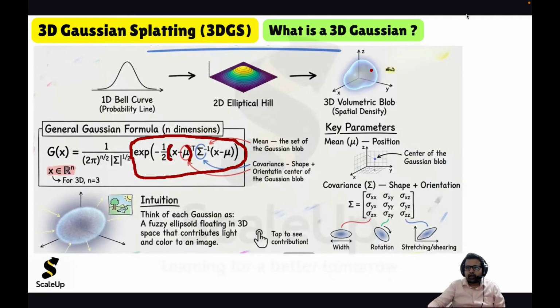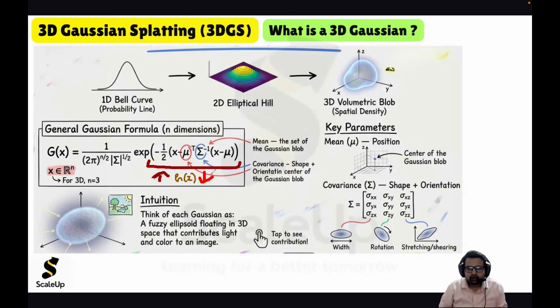Now the idea is this, see here the minus is there. So if this term increases, the probability density will decrease, because it will be in the denominator. G of x will decrease. And when will it increase? Let us understand.